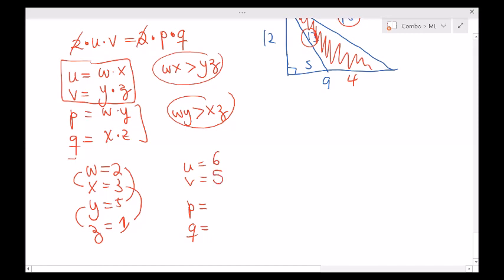How about P and Q? P and Q comes out as 10 and 3. Suddenly you check, 30 is equal to 30, works. So it satisfies this condition. So therefore, our altitude will be 60.